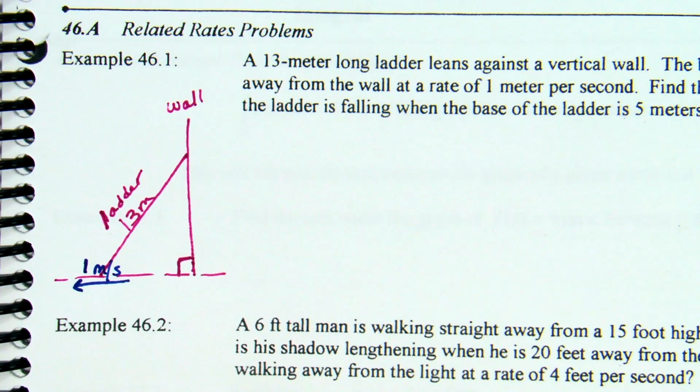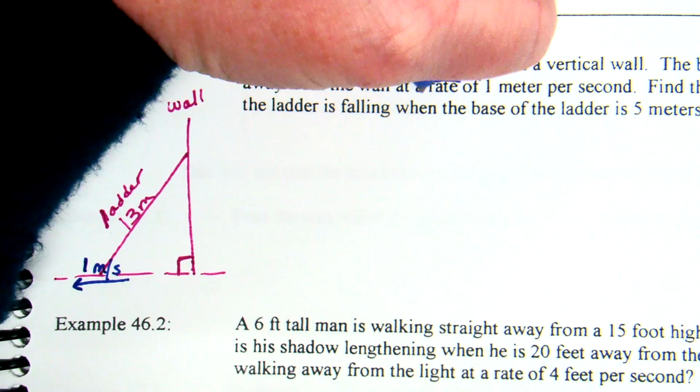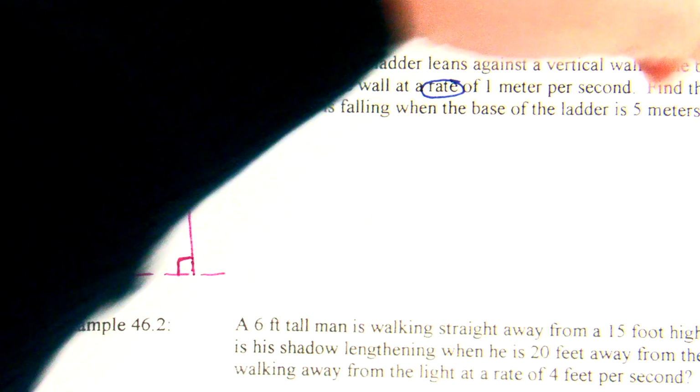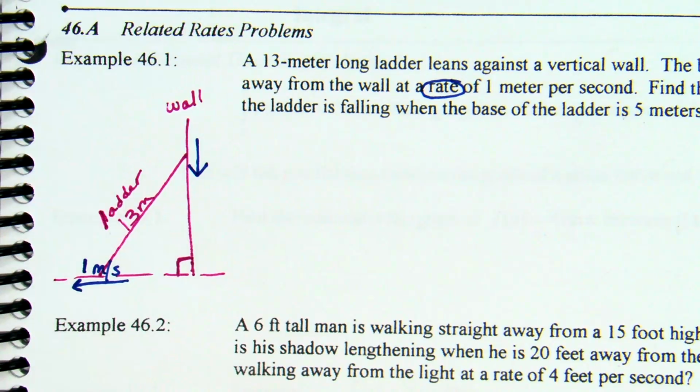And then, away from the wall at a rate of 1 meter per second. And then they ask us to find the rate at which the top of the ladder is falling. So we're trying to find the rate at which this side is changing, because the top of the ladder is falling, when the base of the ladder is 5 meters away from the wall.